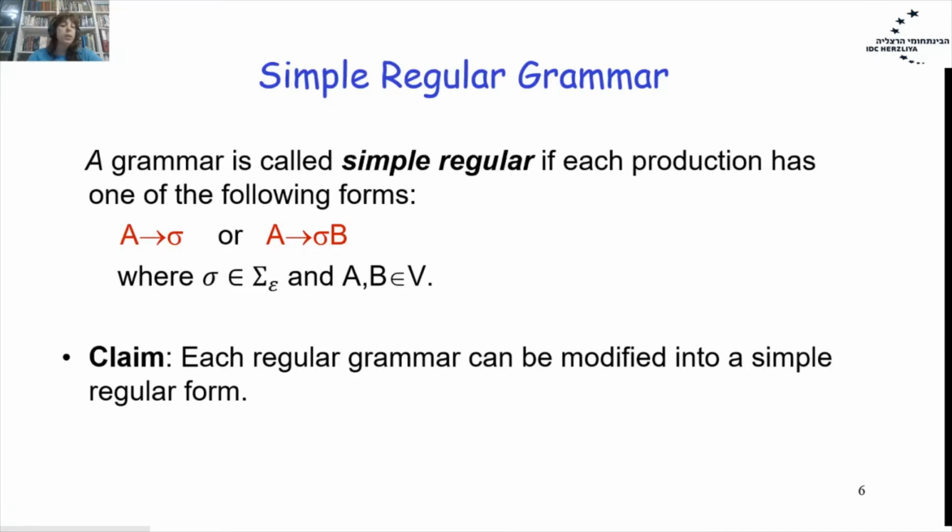A grammar is called a simple regular grammar if each production has one of the following forms: variable A derives a single letter sigma, or variable A derives a single letter sigma concatenated with a new variable B. Each regular grammar can be modified into a simple regular form.